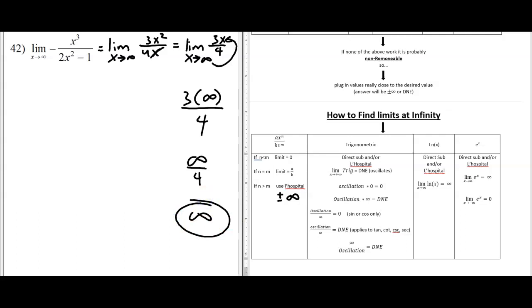Actually, you know what? I'm wrong. I forgot about this. I always forget about that little negative right there. So that negative should have been there. It should have been there, there, and therefore the answer is actually negative infinity.